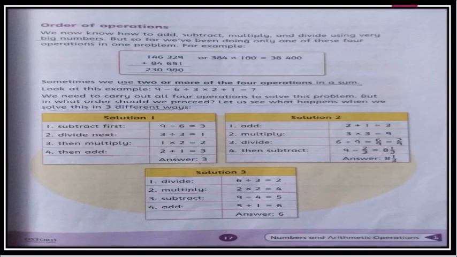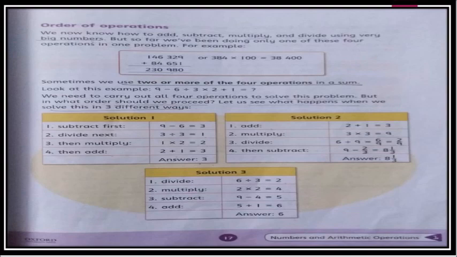The next student did addition first, then multiply, then divide, then subtract. The third one did division, multiplication, subtraction and addition. And all three students got different answers. So how to identify which answer is correct? Here DMAS rule helps us to find out the correct answer.